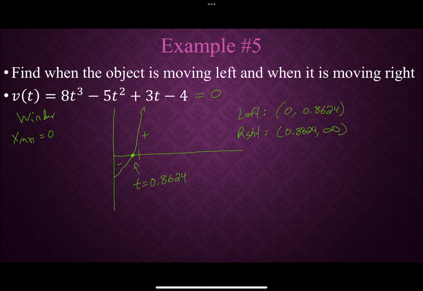Now, if the graph showed more dips, where it kind of went up and down, crossing it multiple times, we'd have multiple points where it's changing direction. Here, there's only that one spot. So in general, you set the velocity equal to 0. If it's a simple enough equation, you can solve it by hand. If it's more complicated, you graph it and see visually where it crosses. Just always make sure your x min is always 0 for these time questions.